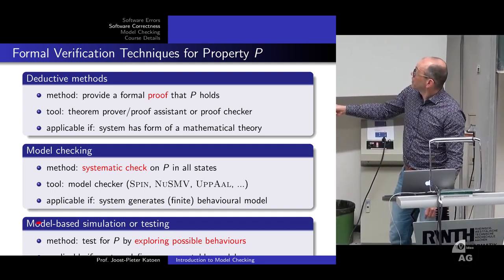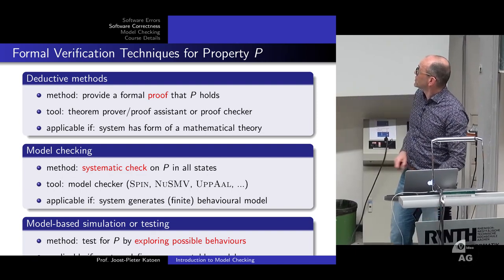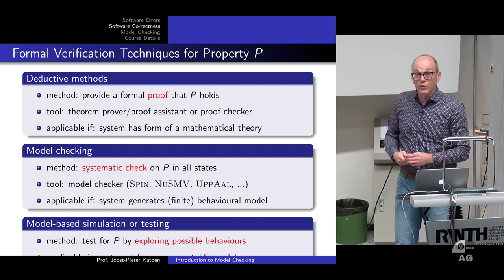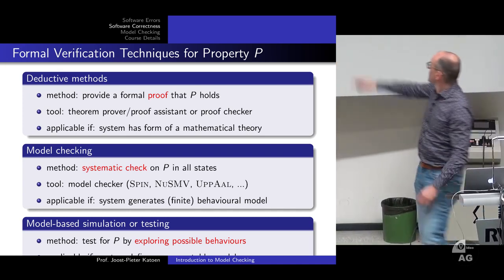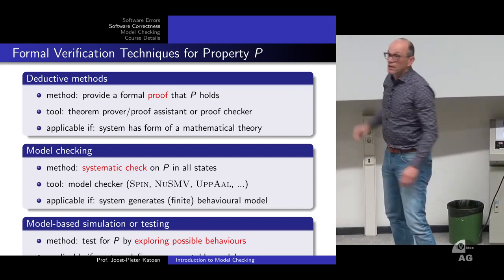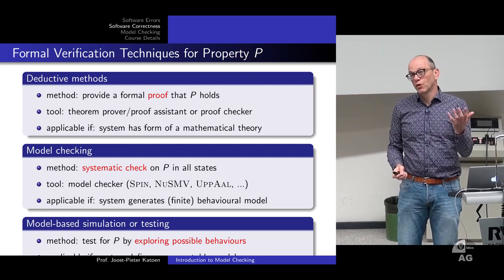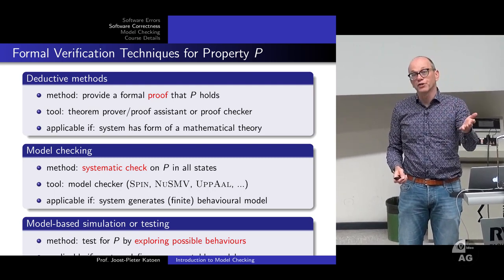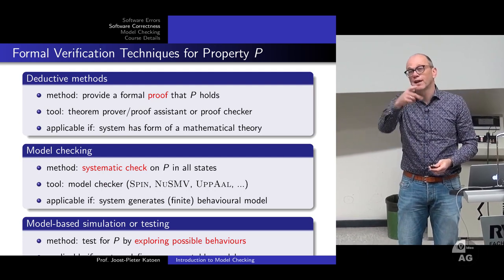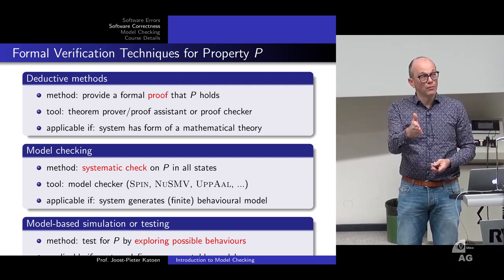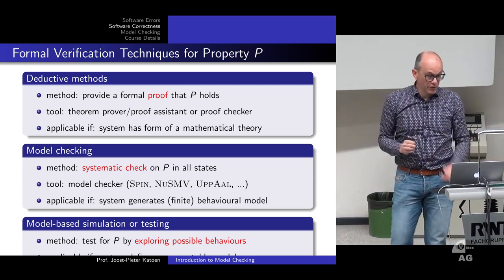And then there is another technique which is called model-based simulation or testing, and that's what I already mentioned. This is test by exploring possible behaviors. Why do I mention this as formal verification? This is a sentence which is slipped off here below. If you have a formal model of your system, you can use this formal model to do automated test generation. So it's not the case that an engineer on Sunday says, okay, let's test this. No, you use the formal model, basically the requirements, to steer the test generation process.